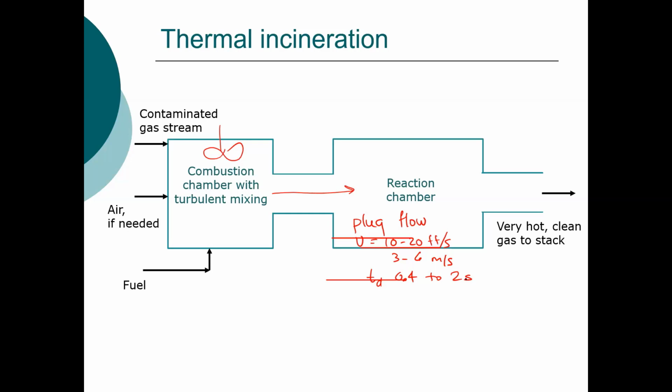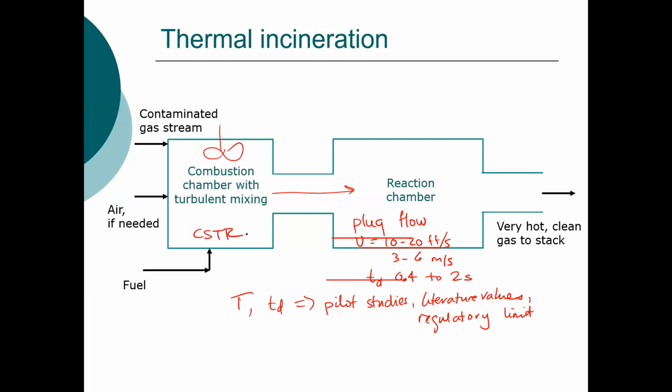In order to determine the temperature and the detention time, we need either pilot studies or literature. So you need data from the literature and pilot studies, and we also need the regulatory limits, which will determine the level of removal. So we have essentially here a CSTR followed by a plug flow reactor. So we have two different flow regimes in this same unit.